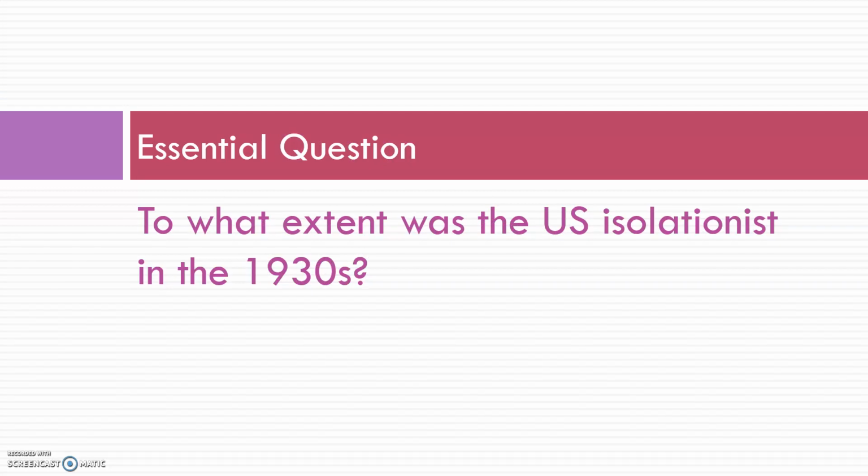So the essential question for today, the one that you will be answering in about a paragraph on your Google Doc, is to what extent was the U.S. isolationist in the 1930s? So think about the various acts that were passed, the Neutrality Acts, think about cash and carry, think about the build-up to World War II. To what extent were we isolationist? And so your answer can range from 100% isolationist to 0% isolationist, or probably somewhere in the middle. And make sure to support your answer with some sort of evidence as well as some reasoning.